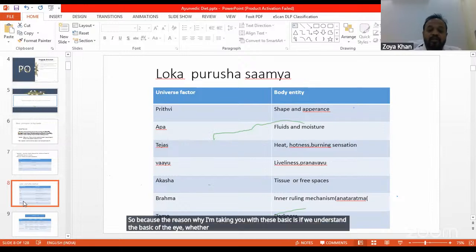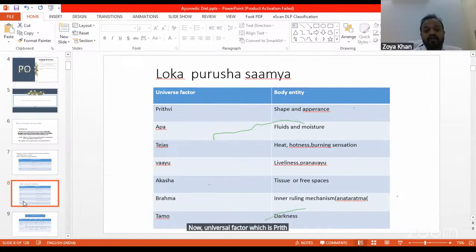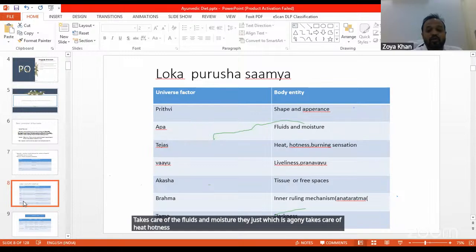The reason why I'm taking you through these basics is that if we understand the basics of Ayurveda, it's very easy to understand the Pathya and Apathya, and the Ahara and lifestyle which we are going to explain in various disorders. Now, the universal factor Prithvi takes the shape and appearances. Apa, which is Jala, takes care of the fluids and moisture. Tejas, which is Agni, takes care of heat, hotness, any burning sensation. All these are the features of the Tejas.